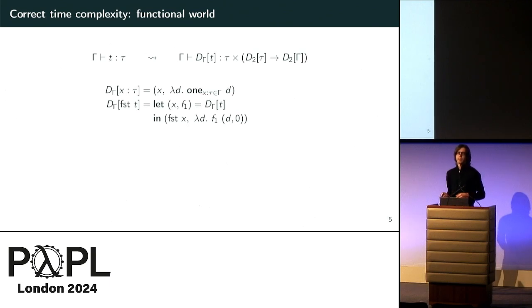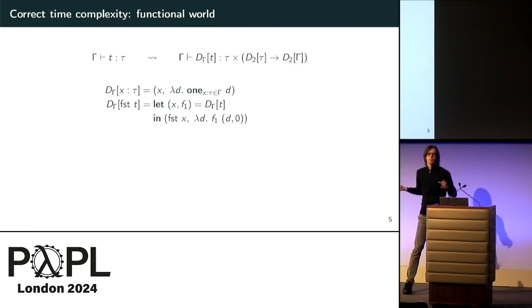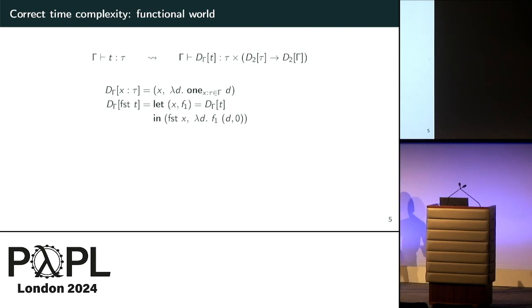The second thing that we can look at is the derivative of a pair projection. So in this case, we first compute the derivative of the term t, which produces this x, which is the pair, and this f1, which is the backpropagator of this pair. And then what we return is a pair consisting of first x, which is the primal value of this term, and a backpropagator, which takes this derivative d with respect to the first component of the pair, then builds (d, 0), which is the derivative with respect to the entire pair, and then passes that to f1. This is all well and good, it seems.